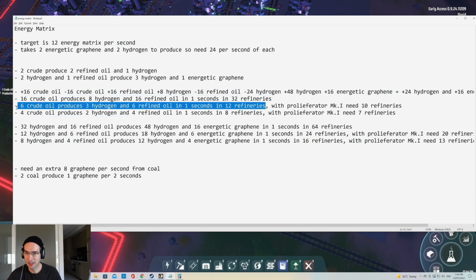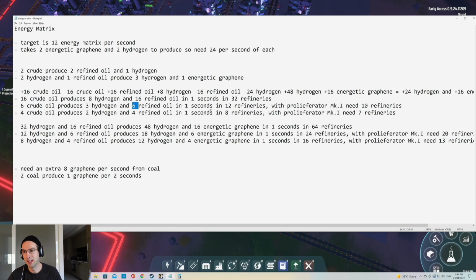And the way that we do this is we just pick the maximum, which is the crude oil, and then we divide it up using that, which actually turns out that you can put 12 refineries on the back of 6 crude oil, right? And that is going to produce 3 hydrogen and 6 refined oil. And the other thing that we're doing here is that we are using the proliferator, the Mark I, so that gives us a 25% production speed boost. So then instead of 12 refineries, we actually only need 10 refineries, which is pretty nice.